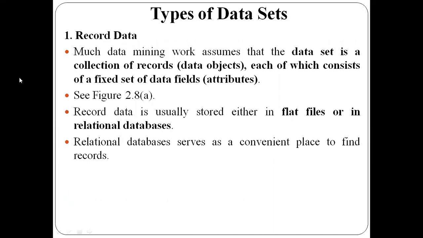See, in the case of record data, the data set is a collection of records, and each of the records will have a fixed set of data fields. These fixed sets of data fields are called attributes. And how will the data be stored here? Record data will be stored either in flat files, normal files, or in relational databases. The best way to store record data is using relational databases. That is one of the convenient places to store the records.